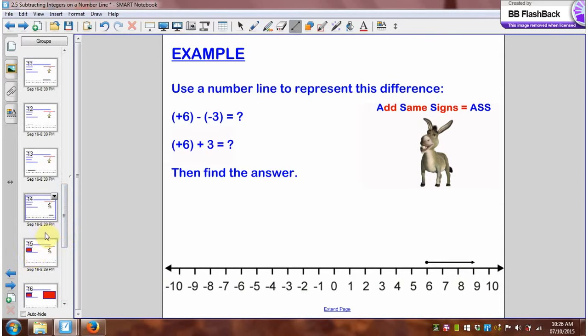Once you have this written down, pause if you need a minute. If not, I want you to try this one. Positive 2 minus negative 5. Try it on your own, and when you're ready, come on back and we'll work out the answer.